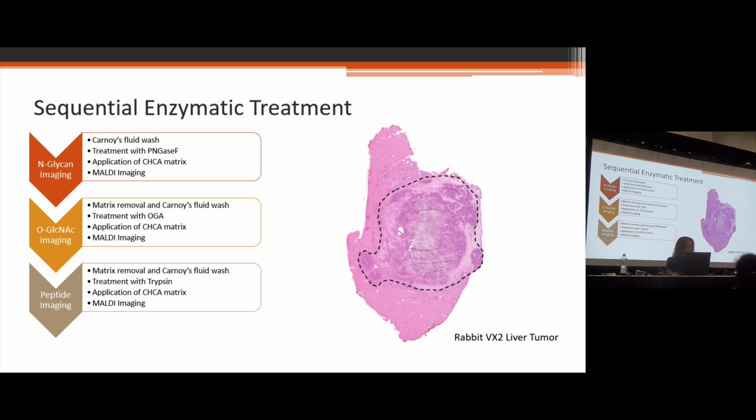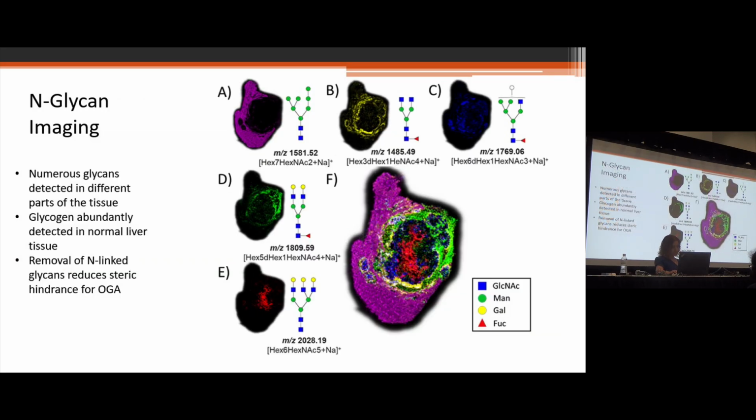treated with PNGase F, sprayed with CHCA as a matrix, and then imaged the N-linked glycans. Then we took that section, washed off the matrix using ethanol and Carnoy's fluid, and treated with OGA to release the O-GlcNAc in situ, again used CHCA matrix and imaged that. And then finally we washed that off, treated with trypsin to do analysis of peptides in situ, CHCA matrix, and MALDI imaging.